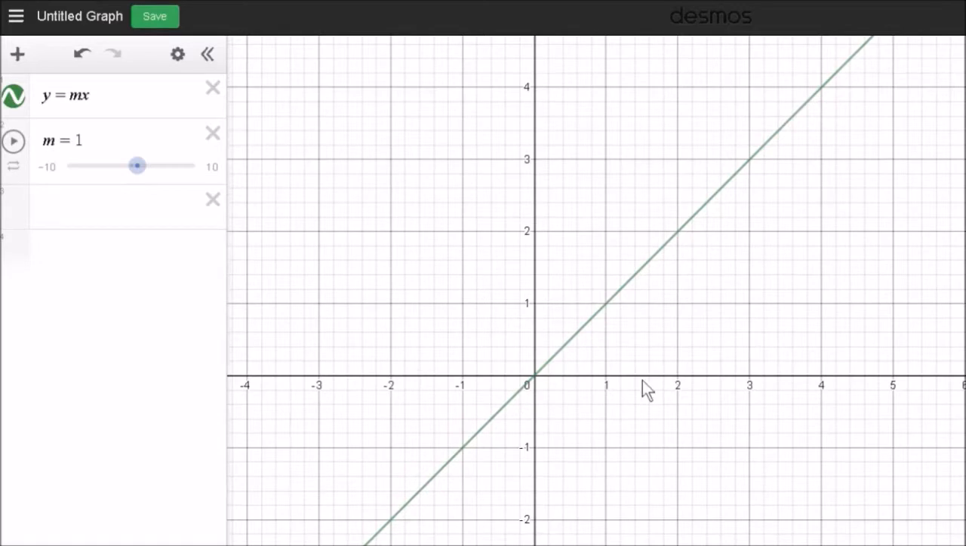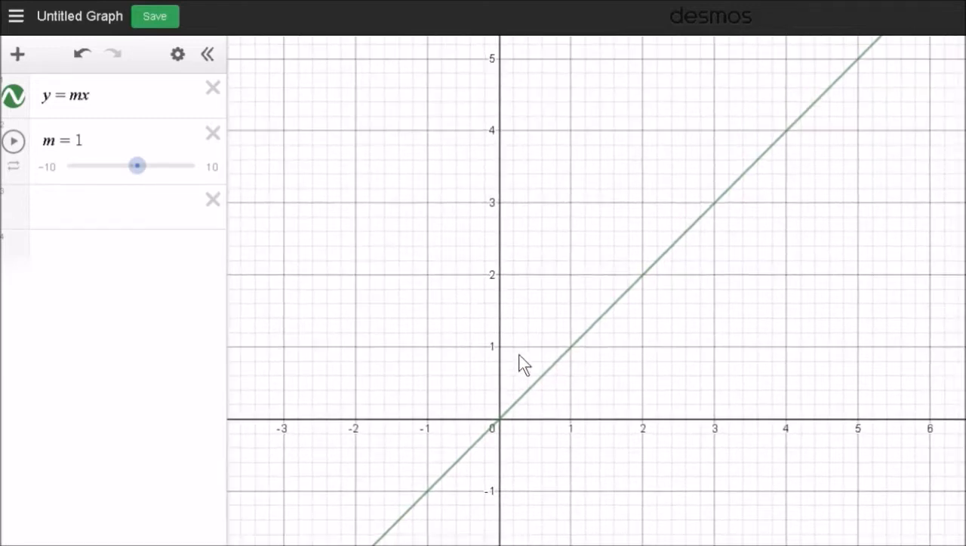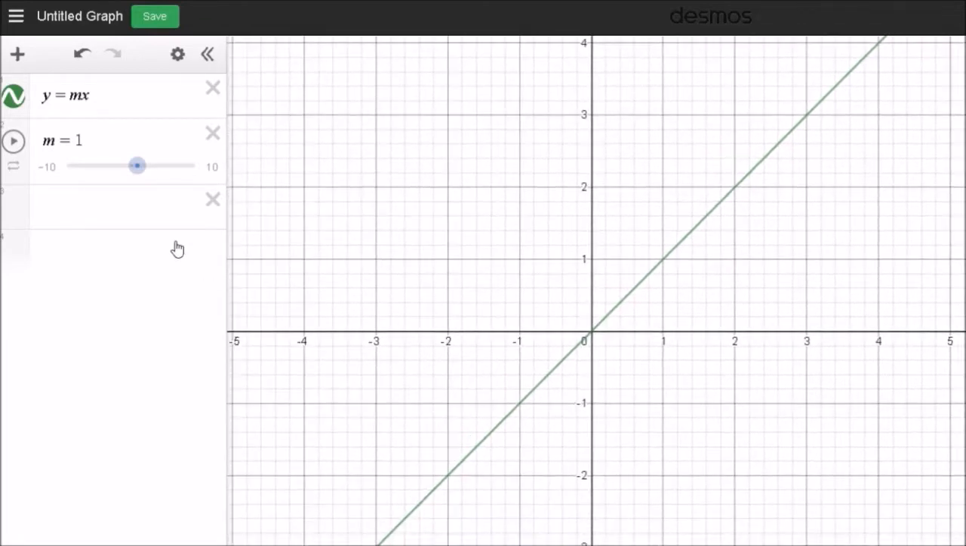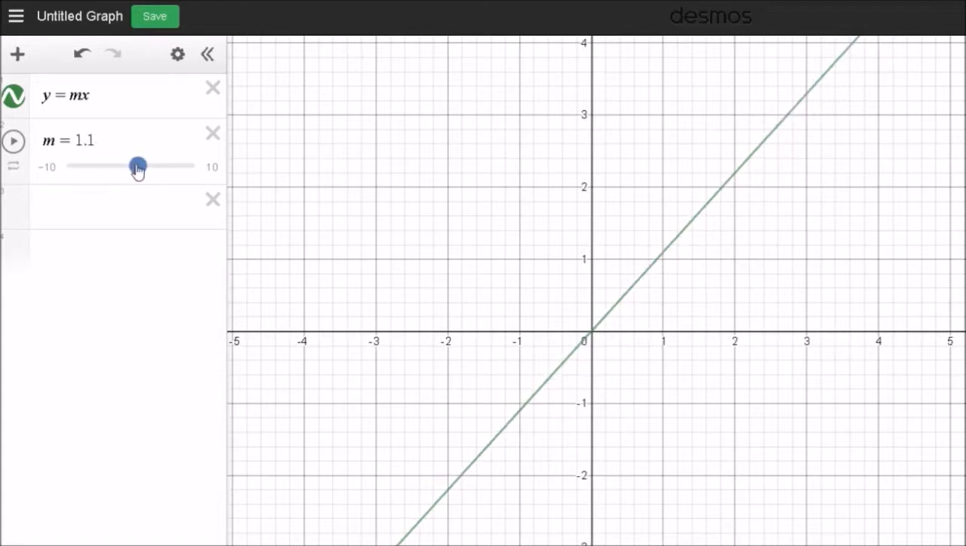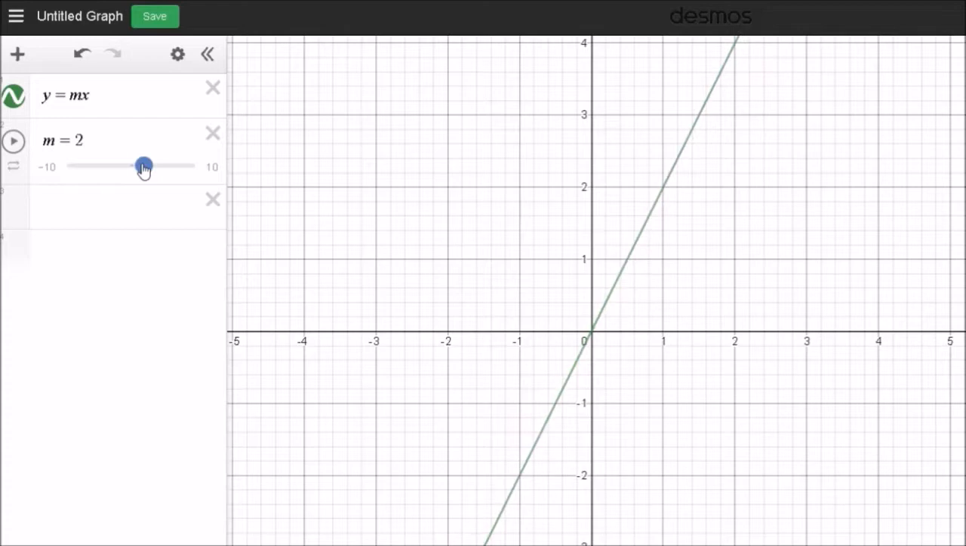If x was 2, then the y coordinate would be 2 times 2, which would be 4, and 3 would be 6, and so on and so forth. So we're going to get a line that's a bit steeper. So whenever we change this value of m, it changes how steep the line is. So let's have a little look and we'll see it actually happening. So let's grab the slider and we'll change it, and there you see the line getting steeper and steeper, and there it is at 2.